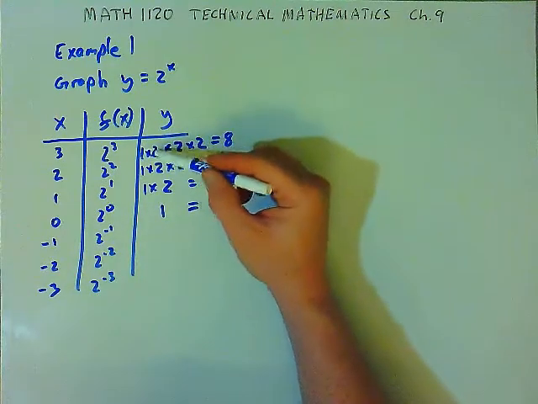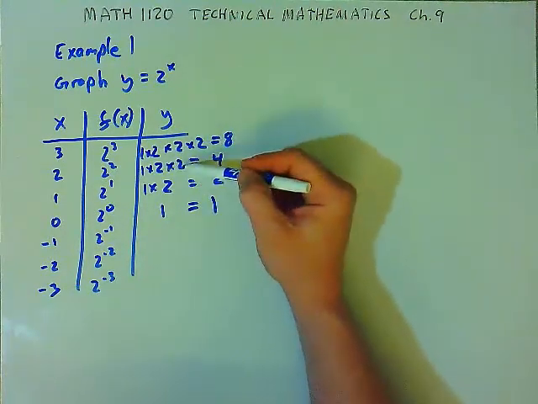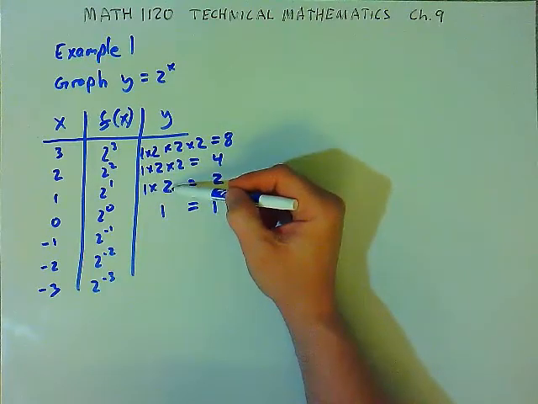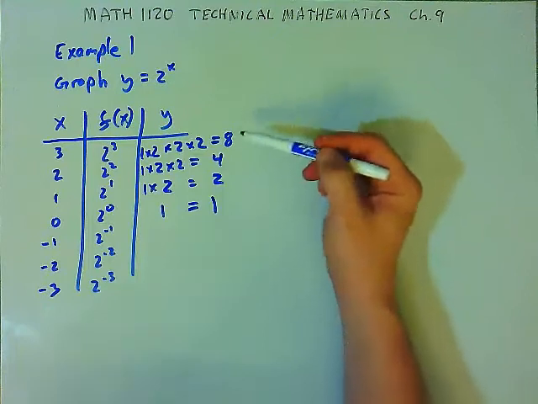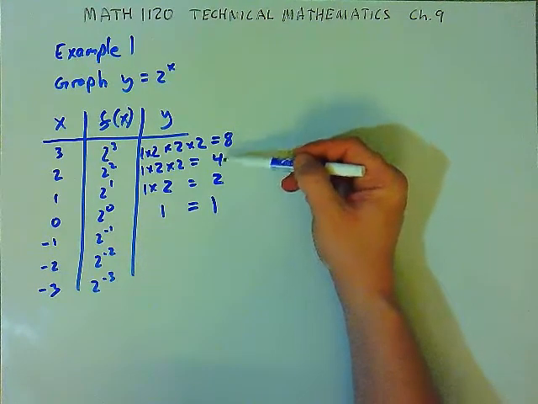Here I had 1 times 3 2's, 1 times 2 2's, 1 times 1 2, and then 1 times no 2's, right, which is just 1. And you can also see the pattern in the results. We have 8, 4, 2, 1.